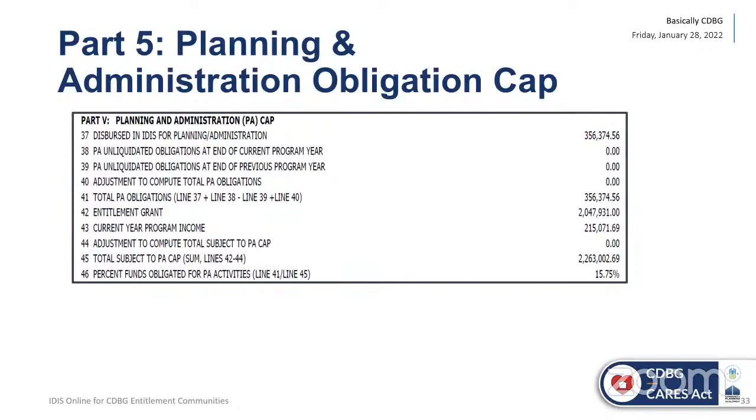And then if you do use line 38, the following year you would enter that same amount on line 39, which will subtract it from the total so that it isn't counted twice. In this section, it also reports the current year's program income, because that's what's used to calculate your maximum cap for planning and administration. It counts your grant amount plus your program income from the current year. And there also are adjustment lines in here if that information is also needed.